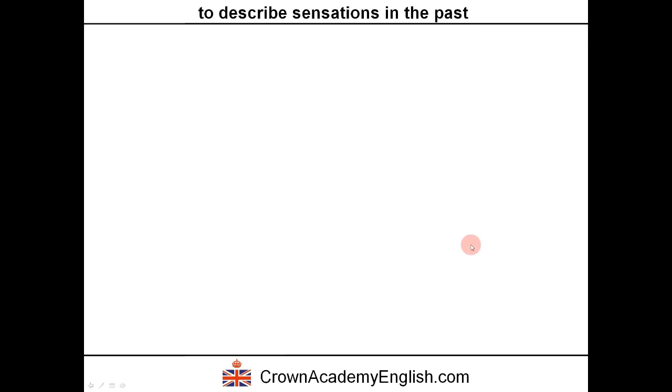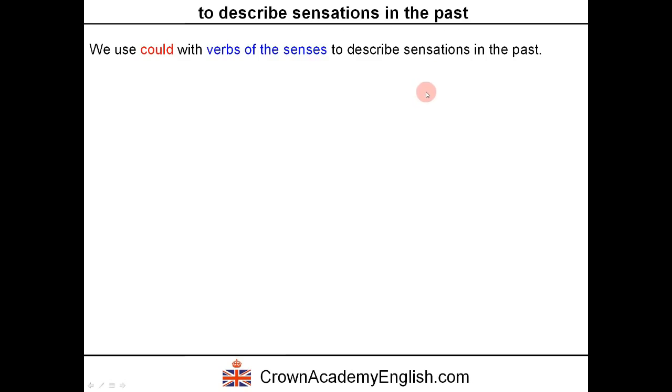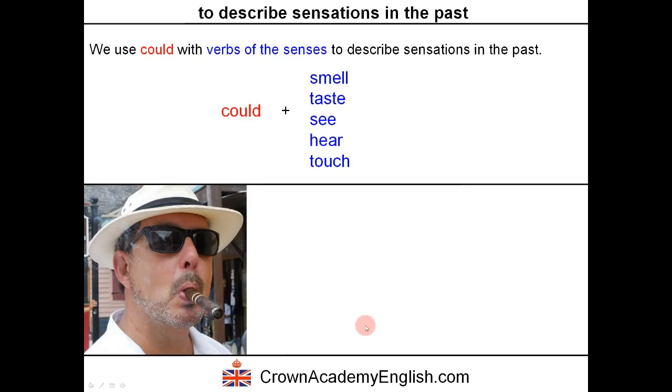Sensations in the past. So what does this mean? Well, we use could with verbs of the senses to describe sensations in the past. So verbs of the senses are smell, taste, see, hear, touch. So with these verbs, when we describe them in the past, we often put could before them. And here's a good example. Someone was smoking a cigar. I could smell it. So this is like the past form of smell. This is how we would say it. Rather than saying I smelt it, we would say I could smell it.